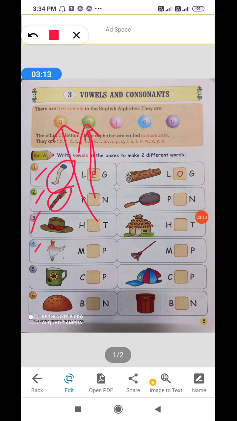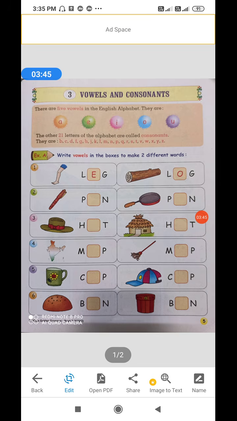What is the fourth one? It's an India map. So map. What is the spelling of map? M-A-P, map. Yes. Again, A is a vowel word. What is the fifth one? Cup. C-U-P, cup. So here U will come, and again U is a vowel word. Sixth, bun. B-U-N, bun. Again U is a vowel word.